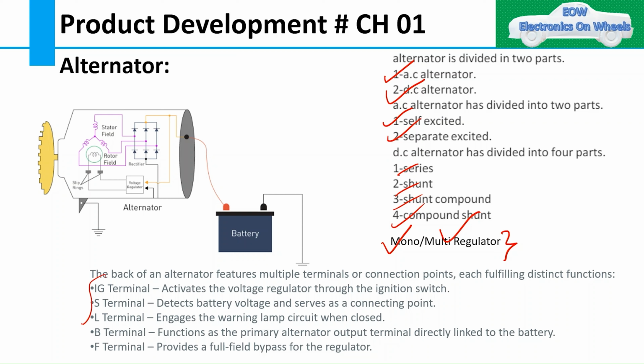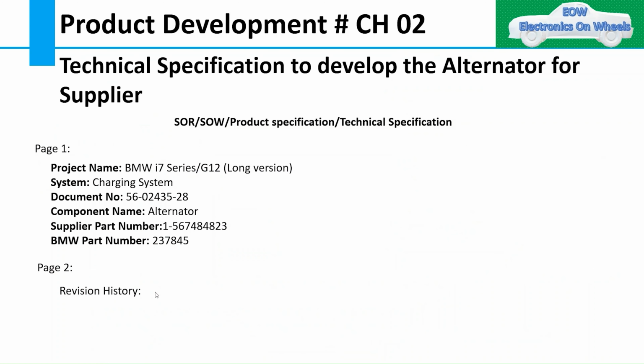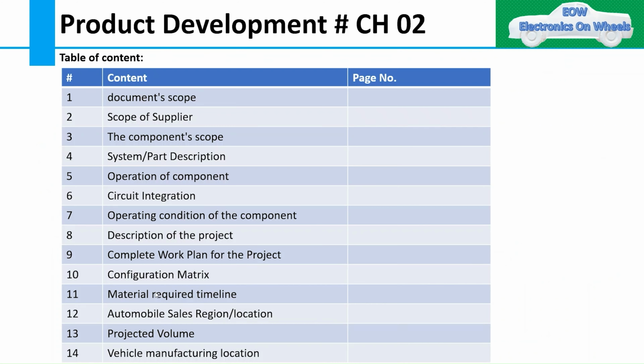The same thing here: we have given that there are different terminals, but which terminal we have to use, we have to define. So in chapter 2 I will discuss the technical specification to develop the alternator for the supplier, because the supplier is the one who is going to develop that particular alternator. We will discuss who the suppliers are and what they are developing. This particular document can be called SOR, SOW. We will see what we have to write in this.